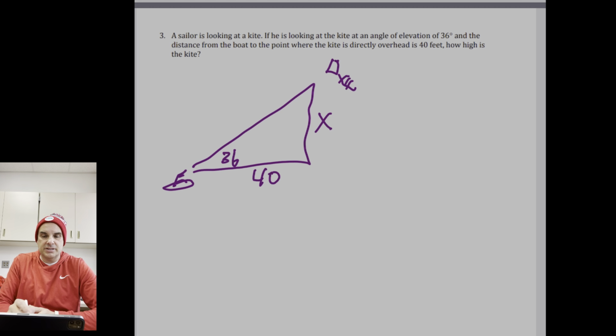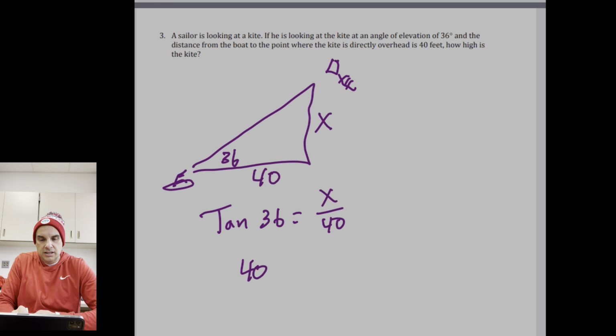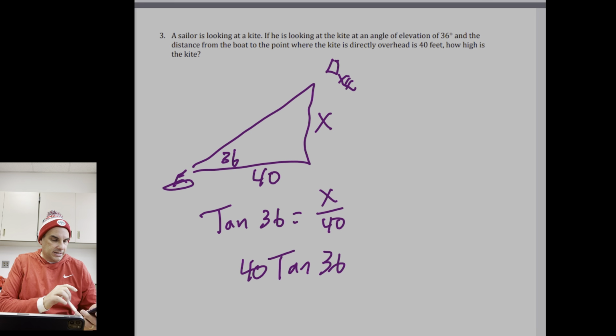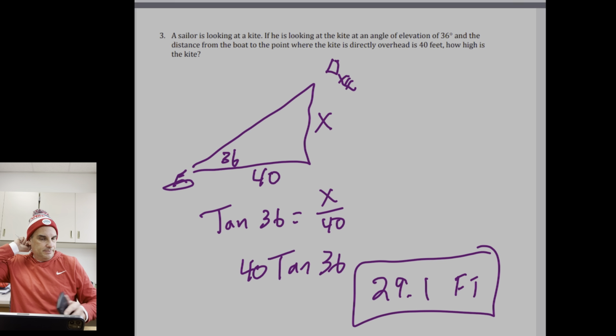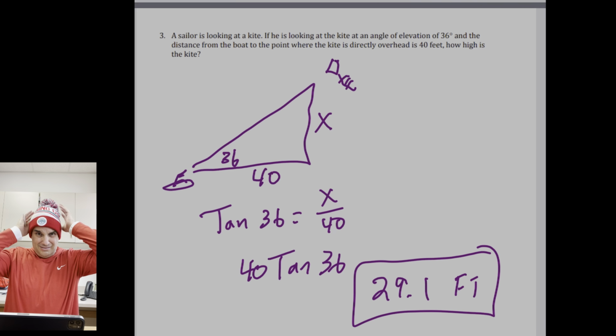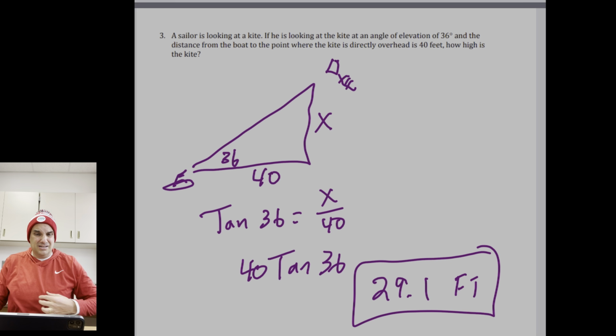So again, we've got opposite over adjacent, so tangent. So tangent of 36 equals x over 40. Cross multiply, that gives us 40 times the tangent of 36. And it is flying at 29.1 feet. It's the height of the kite. Lots of problems like heights of kites.